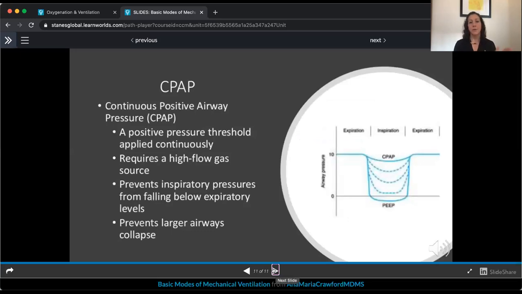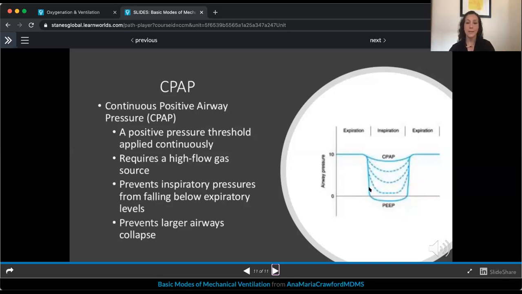CPAP is continuous positive airway pressure. It's actually really similar to PEEP in that it's always there. But what happens is when we breathe in, we generate negative pressure. And what the support mode of CPAP does is during that negative pressure, it actually applies flow and pressure so that you can't actually generate negative, okay? And what that does is it acts as an airway stent and holds everything open, okay?